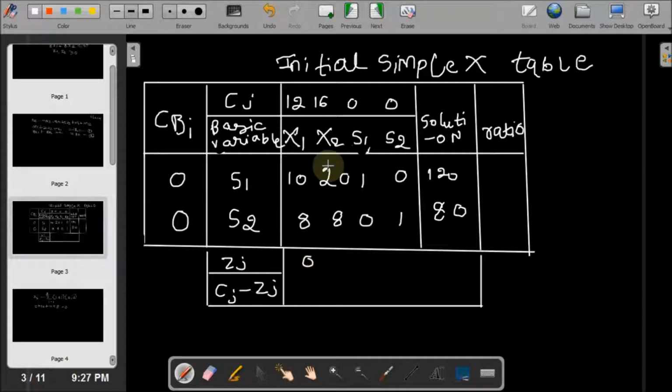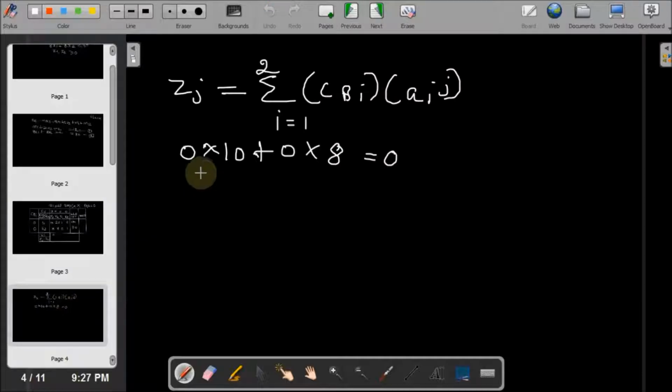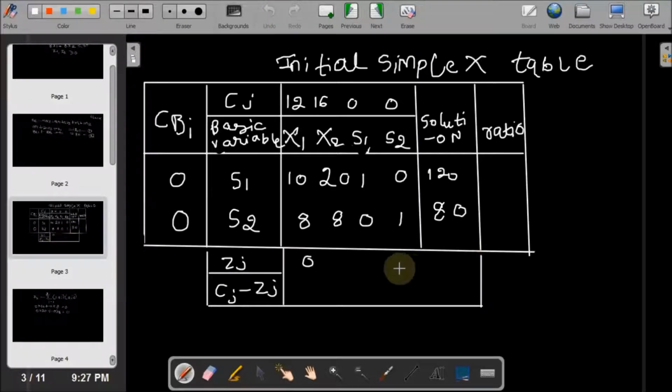Getting, guys? Next, in the same way I will find out 0 into 20 plus 0 into 8. See, I will find out that also. 0 into 20 plus 0 into 8. What is the value? Again, the value will be 0 only. So what is the value of Zj in the second column? 0.